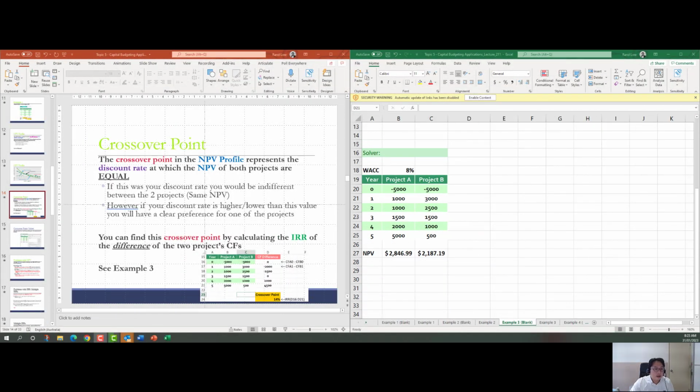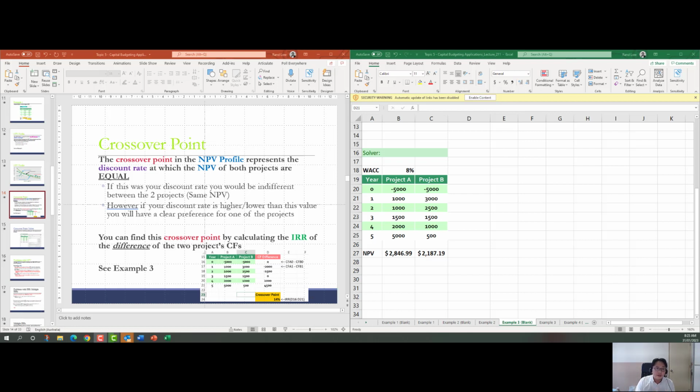Hi, so basically now we're going to look at another point called the crossover point. Okay, so what's a crossover point? We're comparing two different projects. The crossover point in the NPV profile is when the discount rate in both NPVs are equal. Okay, so it just tells you what discount rate you'll be indifferent to both the projects, because both projects will have the same NPV.